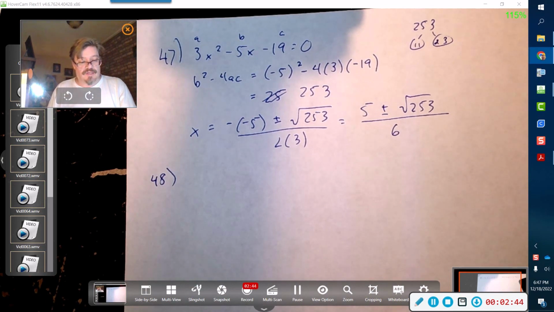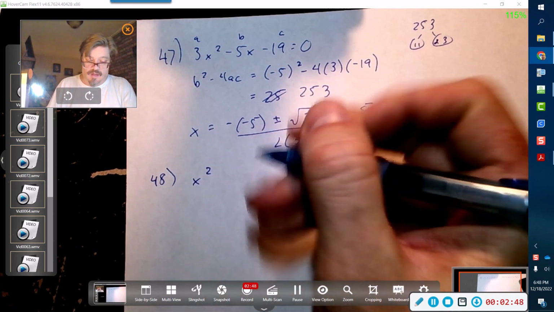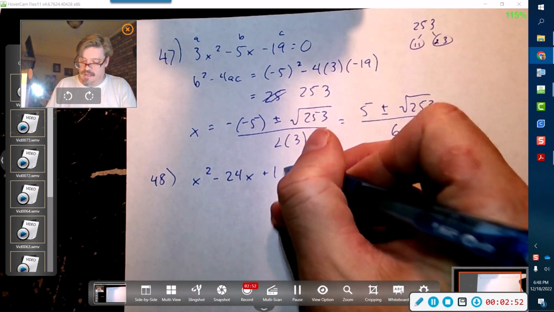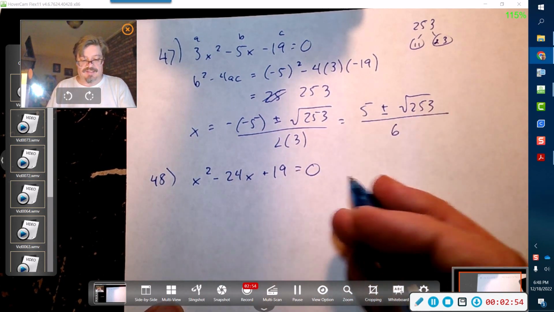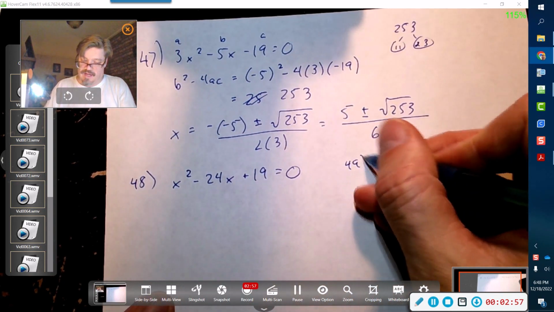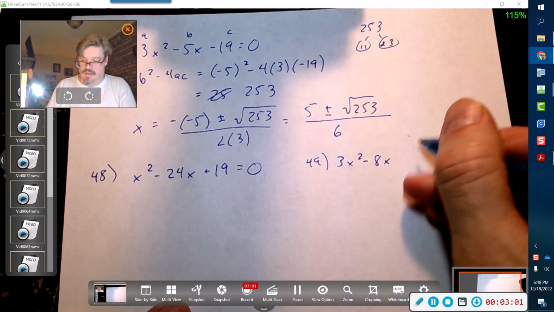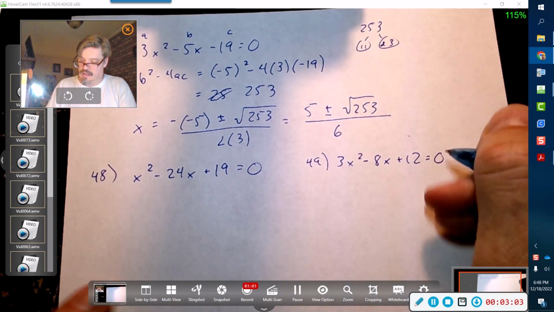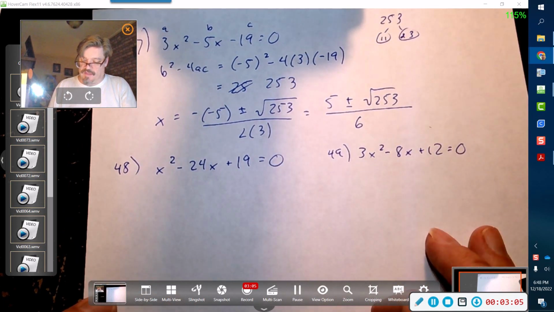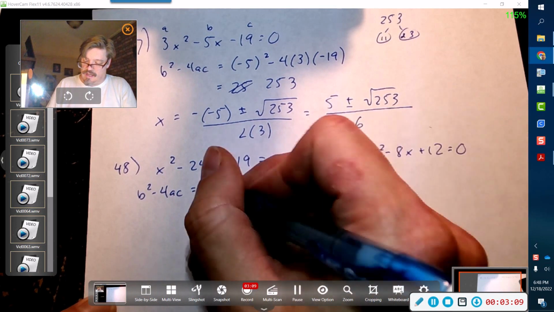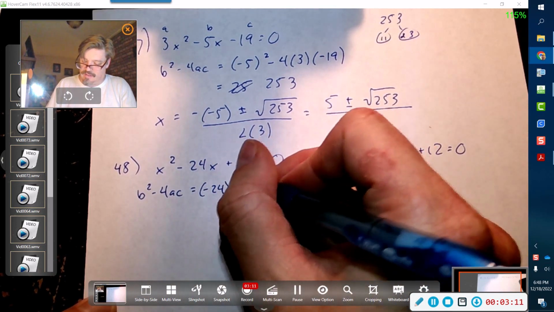48 and 49 are just looking at the discriminant and determining what number of solutions they have. Okay, so we're not actually solving this, but it is set at 0. We're doing 49 right here. Okay, so let's find the b squared minus 4ac, negative 24 squared minus 4.